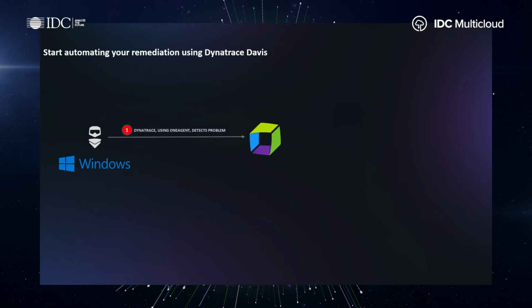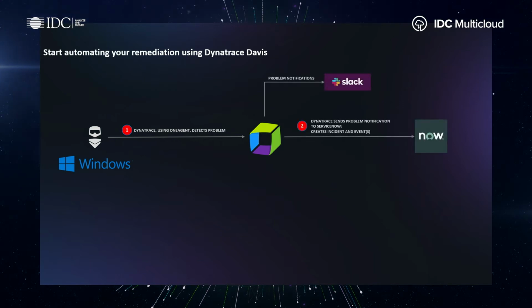And we detected a problem. In this case, that problem, of course, detected by Dynatrace, will be sent to ServiceNow, where it will be turned into an incident, and all the events that are part of that incident will also be automatically sent there. At the same time, in order to notify the right people, we send a problem notification to our Slack channel, or the right Slack channel that this particular virtual machine or service or whatever belongs to.